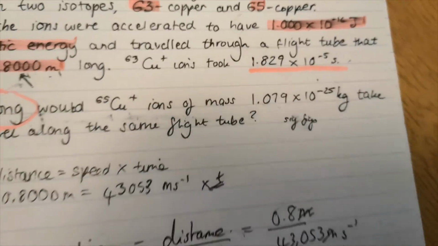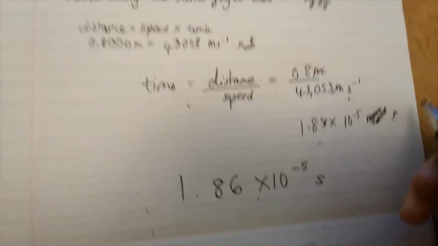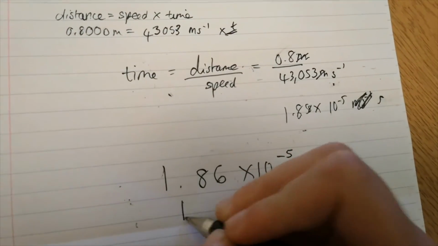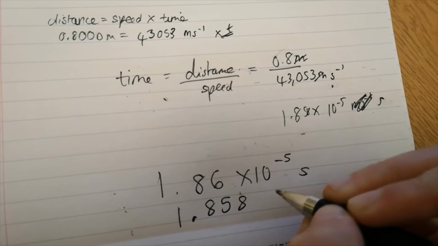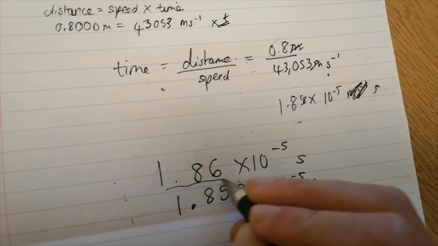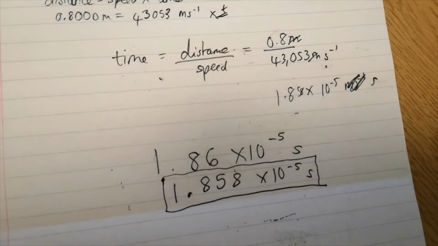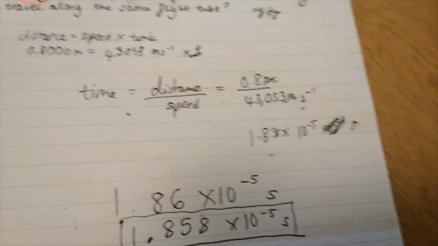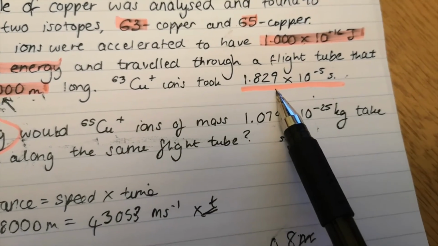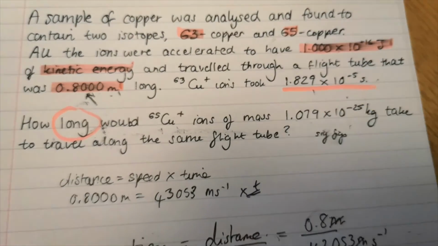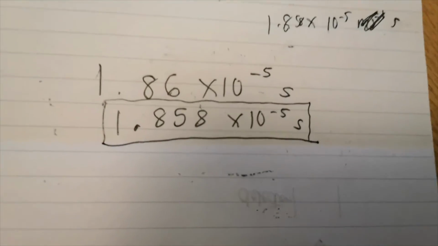The answers in the question are given to 4 significant figures. We should too quote our answer to 4 significant figures. This means we should write the answer as 1.858 times 10 to the minus 5 seconds. Is this plausible? This is of the same order of magnitude as the time that the copper-63 ions took. Therefore, we can be pretty confident that this is the answer.